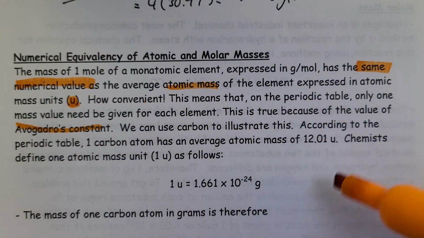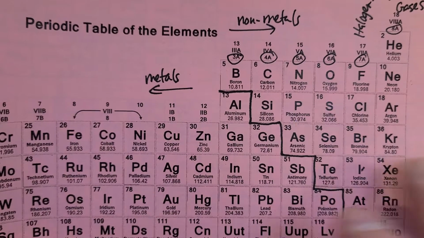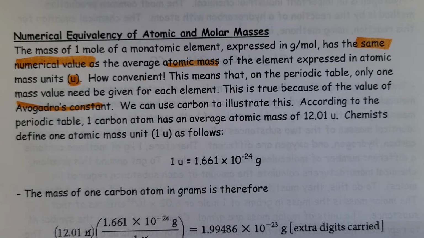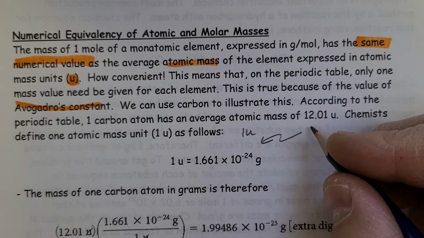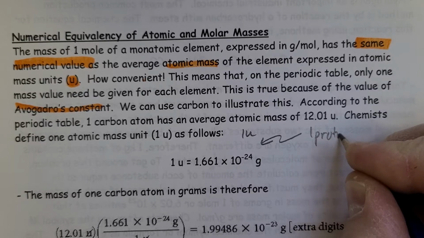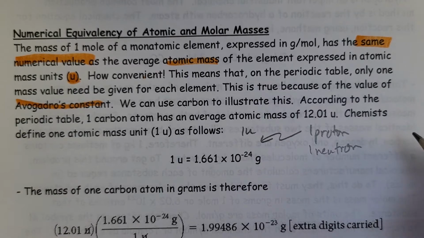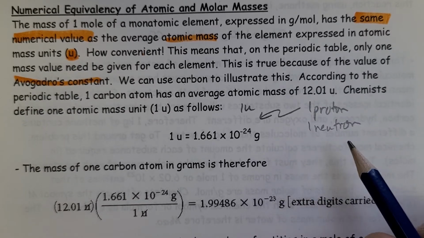We can use carbon to illustrate that. So according to the periodic table, 1 carbon atom has an atomic mass of 12.01 units, right? So 12.011 times larger than a hydrogen. And chemists often define 1 unit as the following. So if we rationalize that 1 unit could be 1 proton or 1 neutron, those are approximately equal in value. Electrons are really, really small, much smaller than that. So an atomic mass unit is 1 proton and 1 neutron.